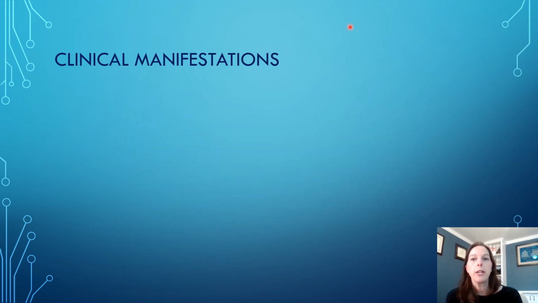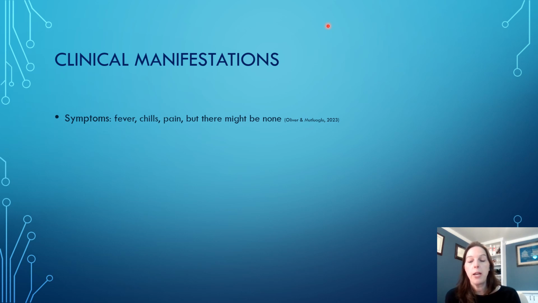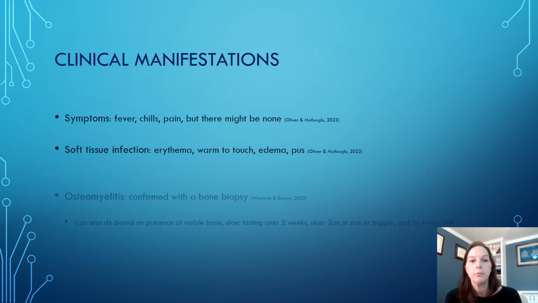So let's talk about clinical manifestations of the diabetic foot ulcer. What symptoms do you think the patient might present with? Well, they could have fever, chills, pain. But remember too, these patients don't have any kind of sensation on their foot. So if they have a mild ulcer, they might not have any symptoms at all. Then if we talk about a soft tissue infection, this patient is going to present with some erythema. It's going to be warm to the touch. They're going to have edema and maybe some pus there as well.